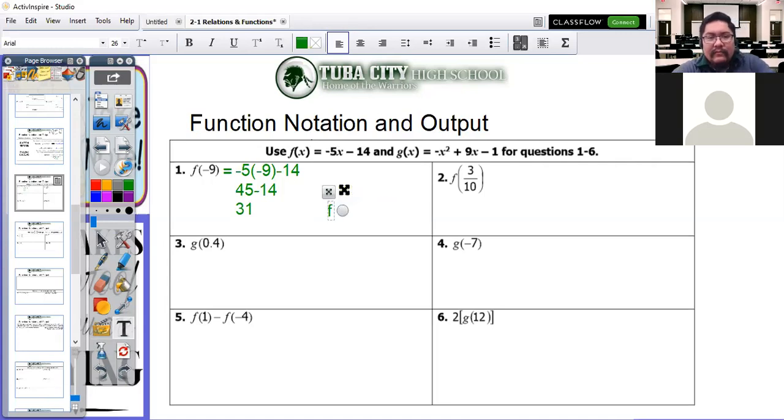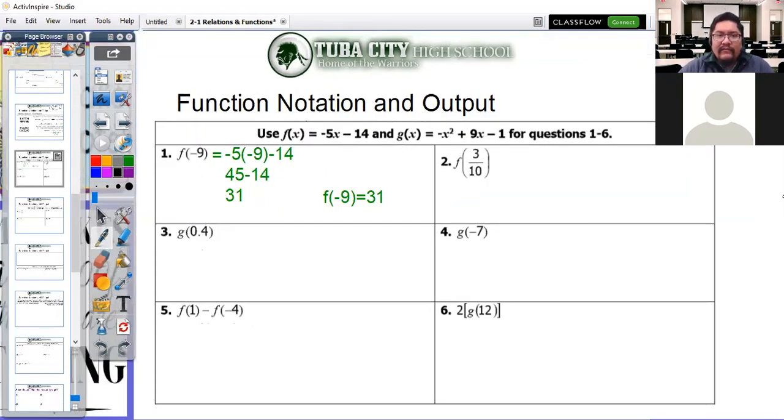And for now, I just need to rewrite it in function notation because that was one of our objectives. One of the things that we have to do is write it in function notation. So in this case, we would have f of negative 9. If my input is negative 9, my output will be 31. So again, this machine, if I put in a negative 9, I get 31 back out.